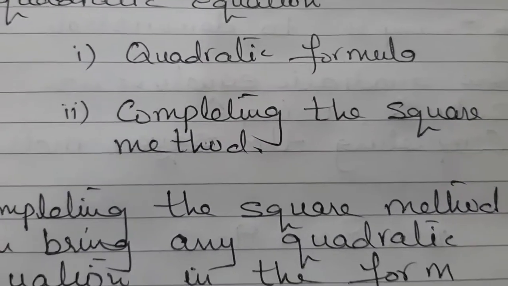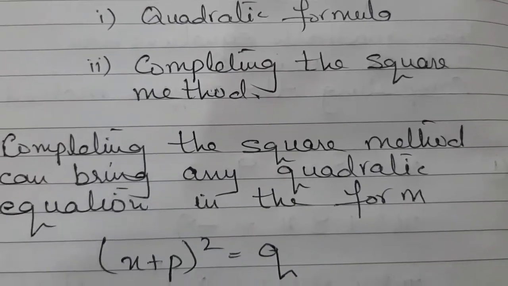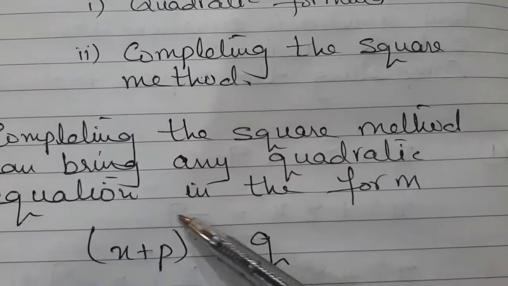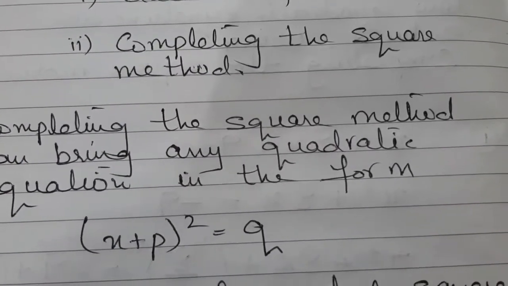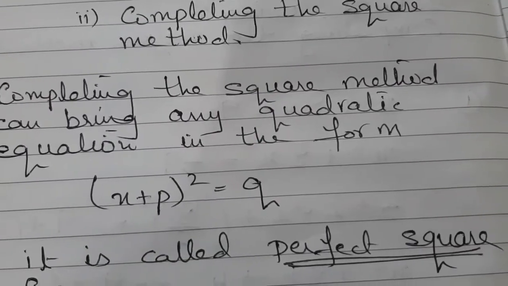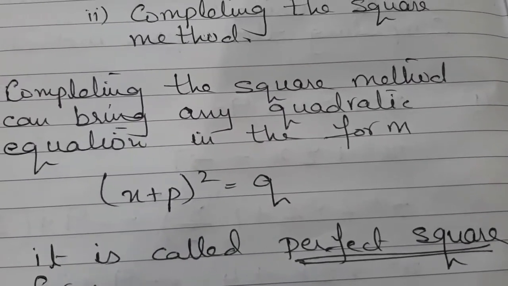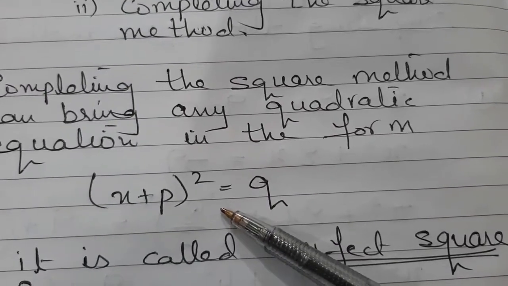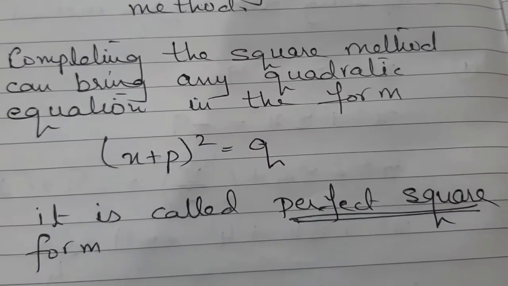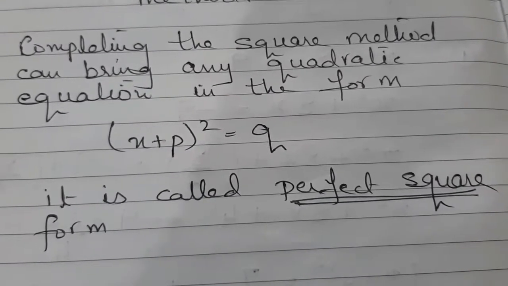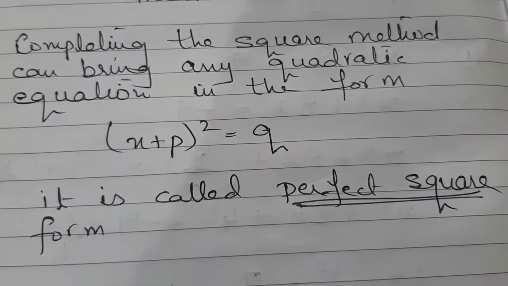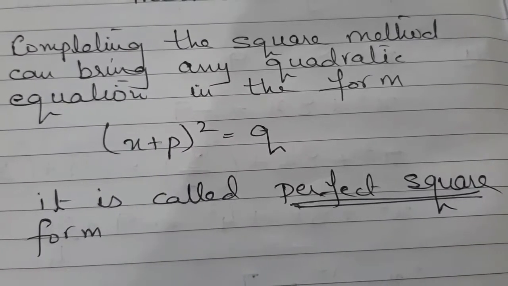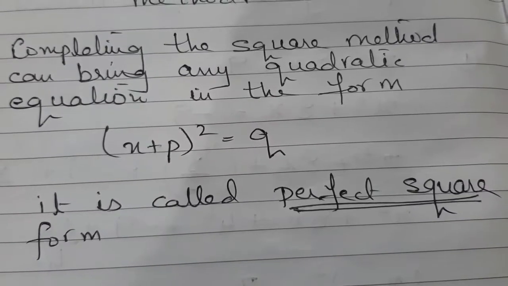So what is the completing the square method? If we bring any quadratic equation into this form, and this part is called a perfect square, then it means we have used the completing the square method to bring it into this form. Once the quadratic equation is in this form, it is very easy to solve. We will see an example of why it is easy, and then we will see how to change any quadratic equation into a perfect square using the completing the square method.